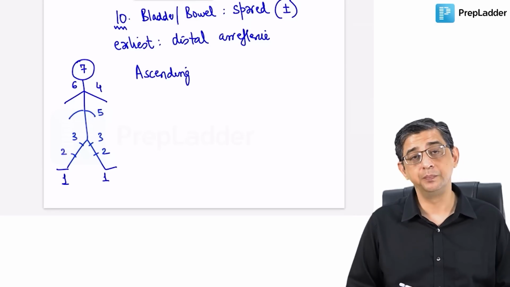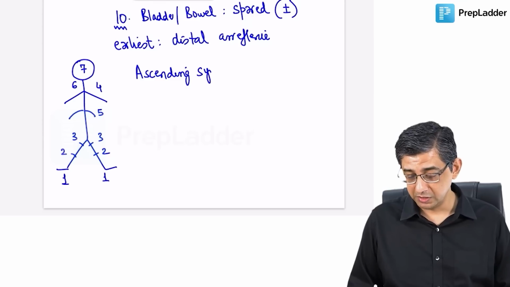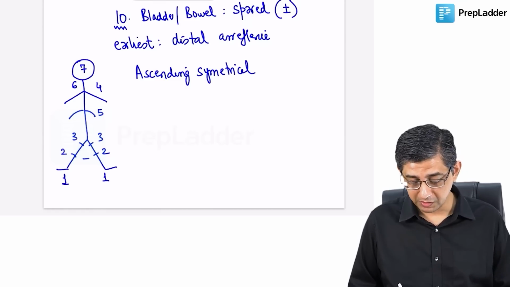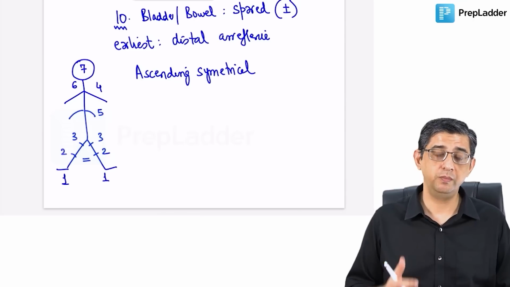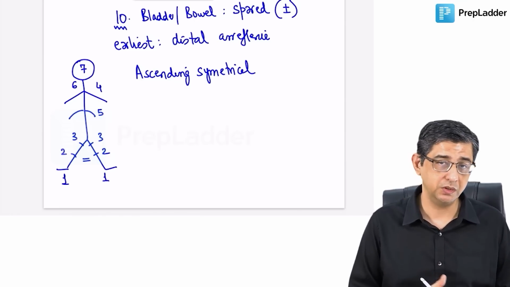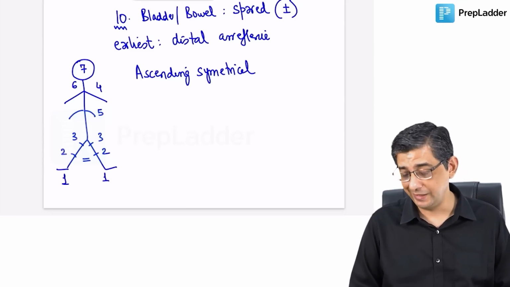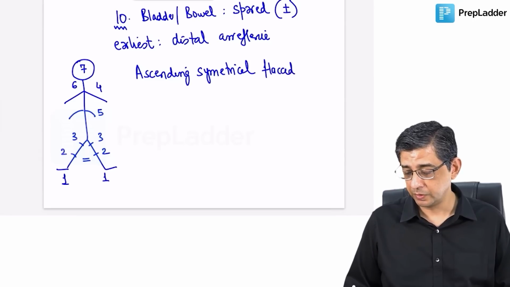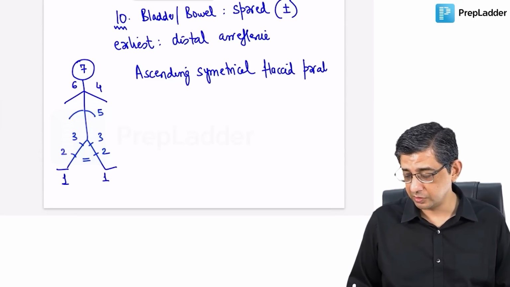There would be ascending, symmetrical paralysis. Please remember, the paralysis in the left leg will be equal to the paralysis in the right leg. If you check the power of muscles in the left leg versus the power of the muscles in the right leg, both would be affected in an identical fashion. So ascending symmetrical flaccid paralysis is the term that I want you to remember for this particular topic.